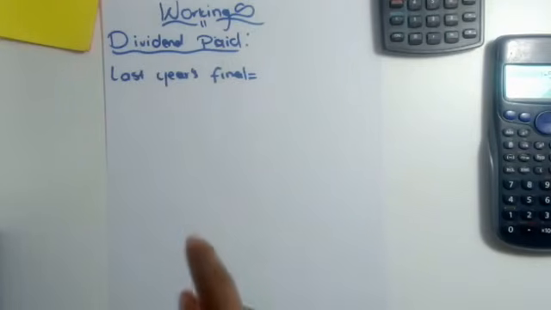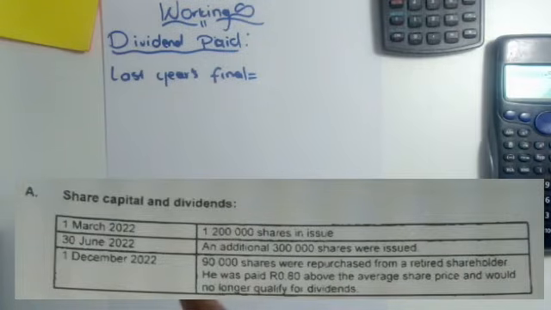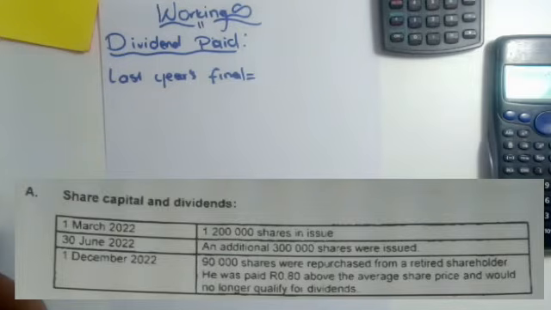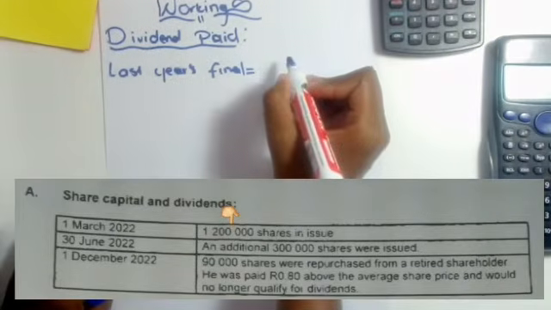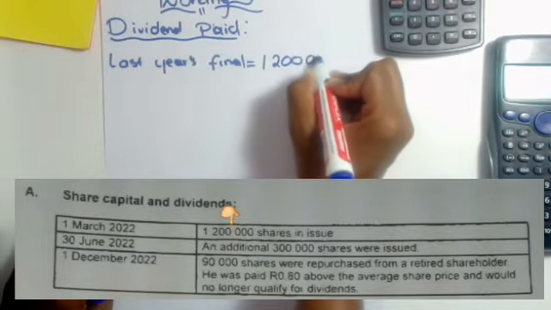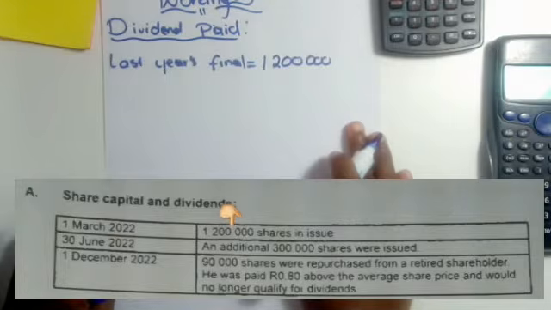This is why we had to start by preparing that ordinary share capital note, because it helps us with such things. Last year's final shares that were in issue are going to be this year's opening balance. So last year's closing balance is this year's opening balance. When you look at your ordinary share capital note, it shows you that at the beginning of the year, the number of shares that we had in issue were 1,200,000.